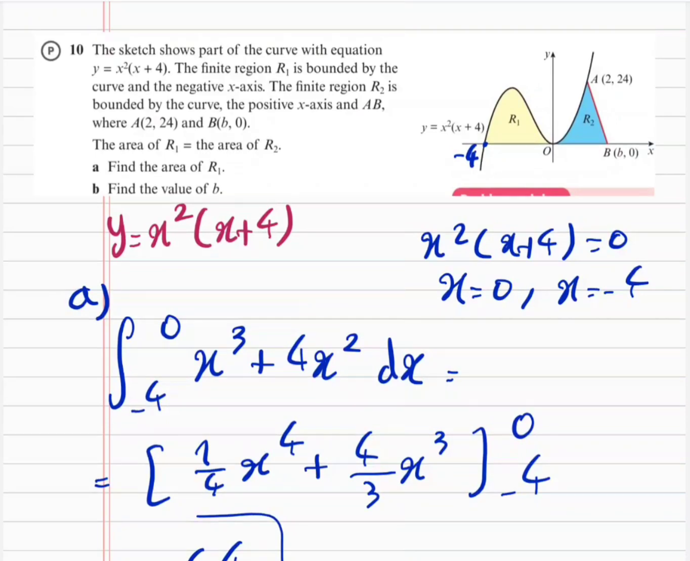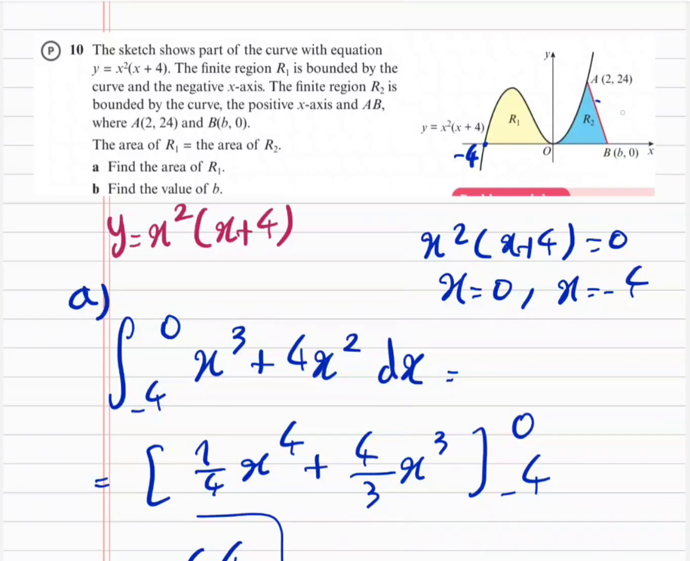It depends on how we set up the integral, so it's not necessarily the upper limit of the integral. I'm going to show you in a few seconds, but that's the general idea. We want to form an equation, and then solving the equation is going to give us the value of b. Now let's look at R2.